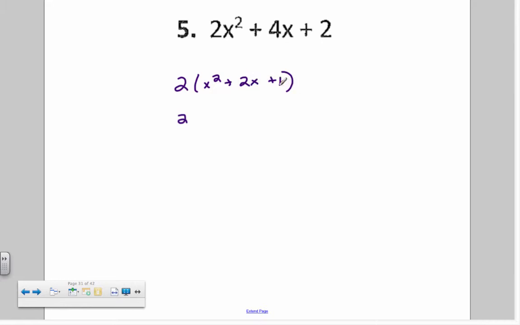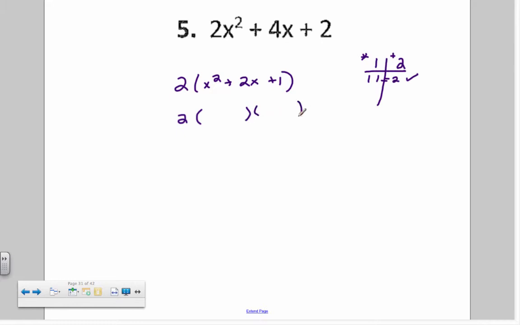Well, c is 1, so I need to multiply to give me 1, but I need it to add to give me 2. The only factors of 1 are 1 and itself, or negative 1 and negative 1, but just 1 and itself would add to 2. So I know that I have the right numbers. So this is a factorable trinomial.